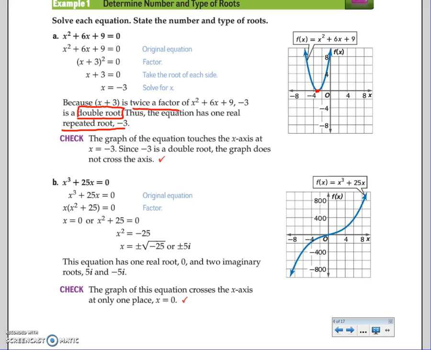This next one, B, x cubed plus 25x equals 0. Remember, always factor. Take out an x, leaves you x times x squared plus 25. If you do the 0 product property, you say each factor equals 0. Well, x equals 0, that's one root. When you do x squared plus 25 equals 0, you could do quadratic formula. You get 2 imaginary roots, positive 5i, negative 5i. You could check the graph, you only see 1 real root. But again, we did quadratic formula, you got 2 imaginary, so there's 3 roots total.